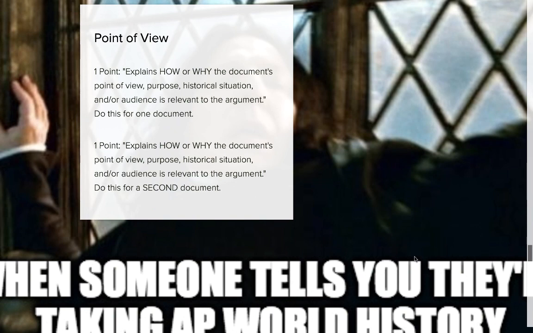This is really, really crucial. We can't just throw point of view out there and just say, hey, I know that this is clearly written by a government official. Well, okay, yeah, that's great, but you need to tell me why that is significant. Okay, so you have that inherent bias in there. What does that bias mean for your argument? All right, really important to look at it that way.